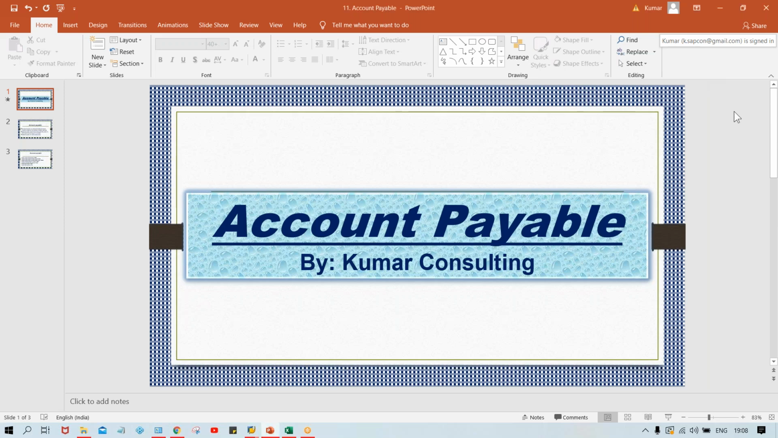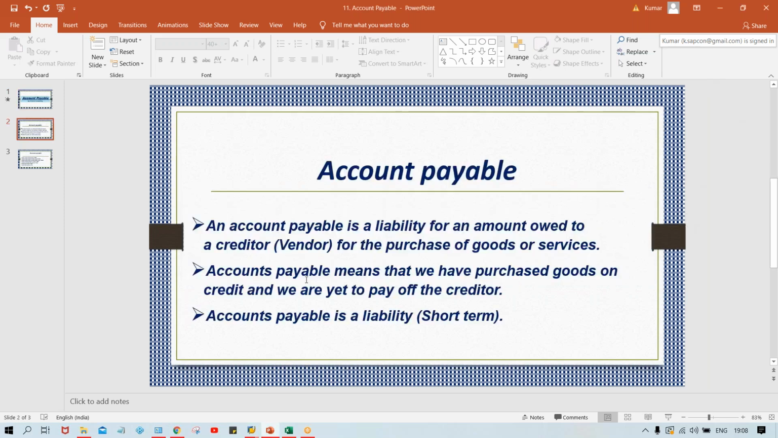So guys, if you talk about account payable, now look here. If you do a Google search, you'll get certain definitions. For example, an account payable is a liability for an amount owed to a creditor. Creditor means vendor, for the purchase of goods and services. These kinds of definitions you're going to get from Google. Those from a finance and account background, as I told you, will be able to understand. People from a non-finance and account background might still have some confusion.